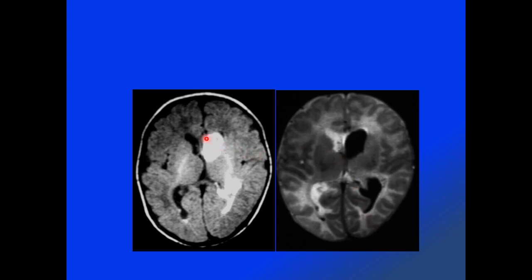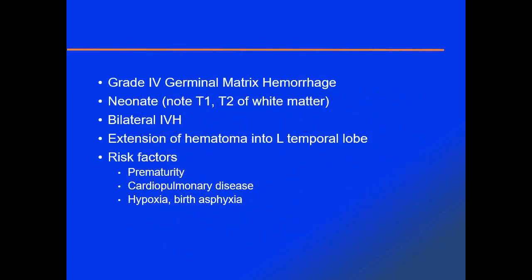This is an MRI from a neonate, and it demonstrates asymmetric signal within the left lateral ventricle, which is hyperintense on T1 weighted images and hypointense on this T2 weighted image. And this is an example of a grade 4 germinal matrix hemorrhage in a neonate with bilateral intraventricular hemorrhage, more on the left side, with extension of the hematoma.